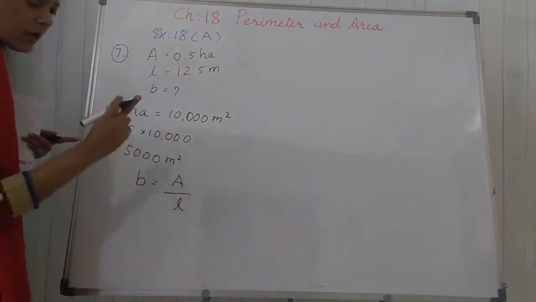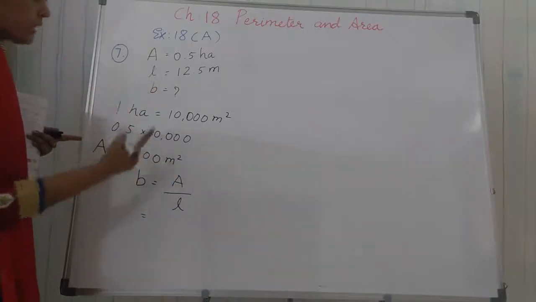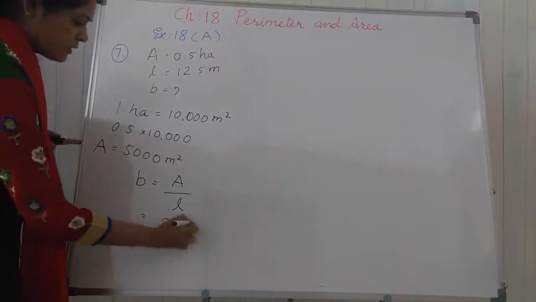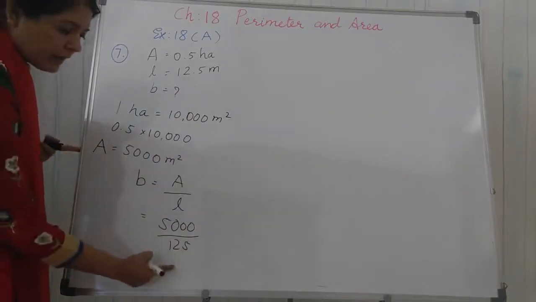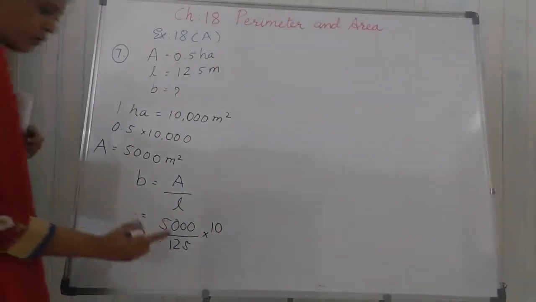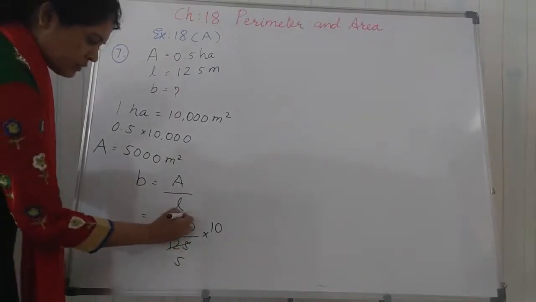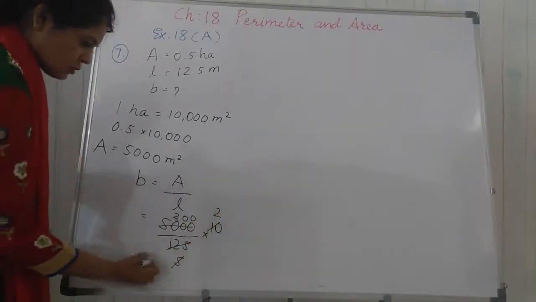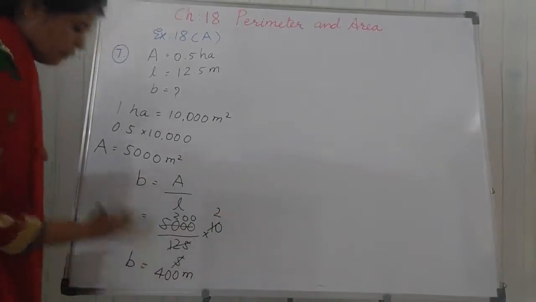This is the formula. I have already explained all the required formulas of area and perimeter in the first video. So here I will substitute 5,000, and the length is 12.5. It means 125 divided by 10. That 10 I will multiply in the numerator like this. Now we have to divide this by 25. So 25 5s are 125, 25 2s are 50, and 2 zeros. Then 5 2s are 10, it means 200, 2s are 400. Meter is the breadth value we found here.